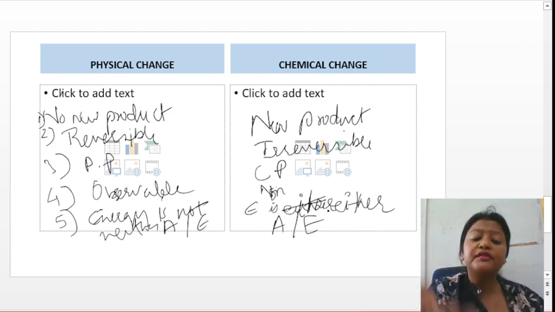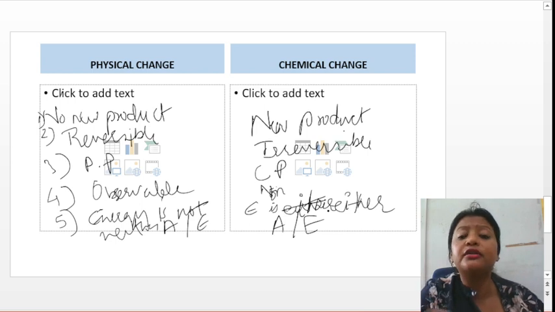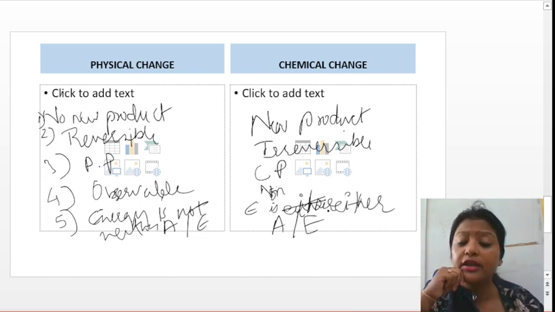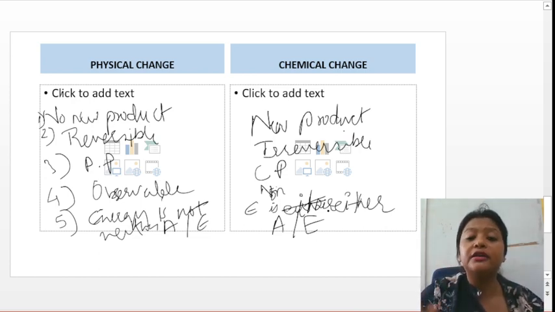Okay, so for physical change examples, you can write melting of butter, boiling of water, cutting of paper, shredding of paper, then crushing of paper. In chemical change, you can write photosynthesis, rusting of iron, cooking of food, cutting of fruit and vegetables and keeping in open. Okay, so these are all coming under physical and chemical change.